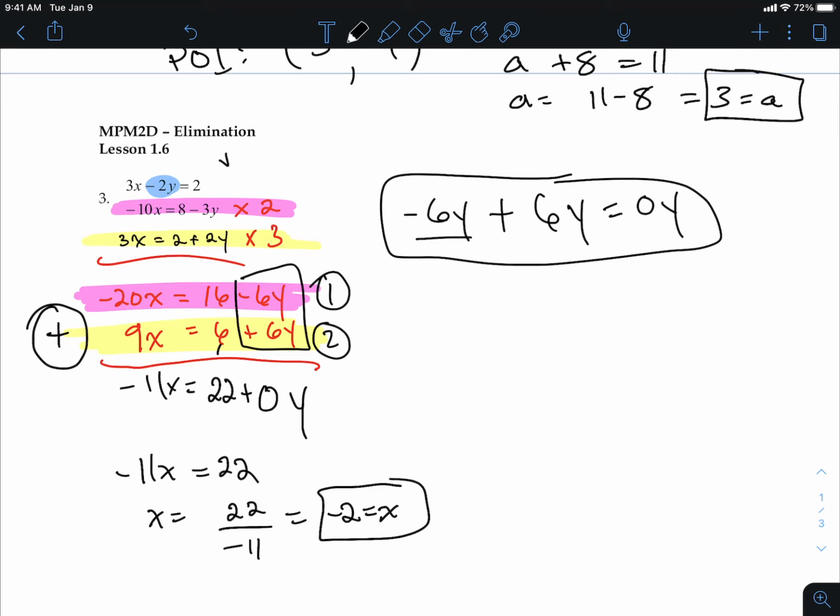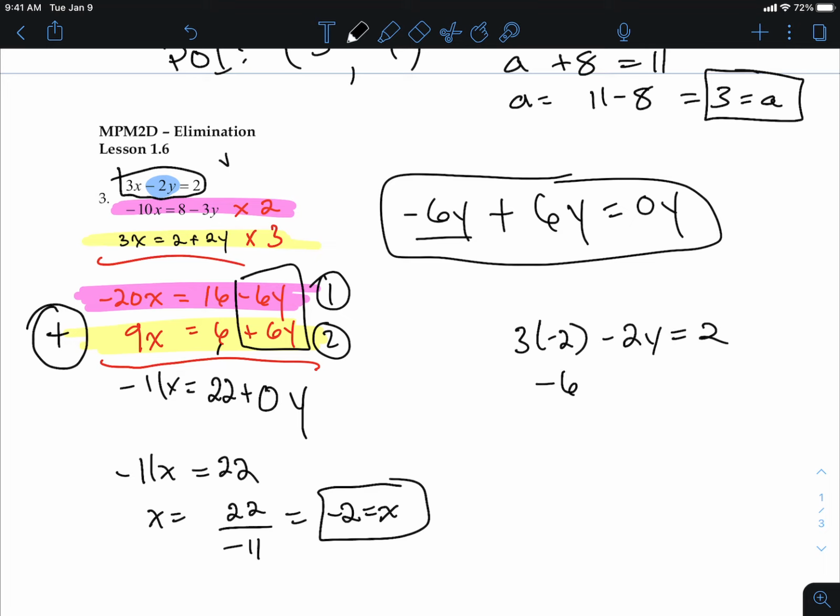Let's pick the first one. Doesn't matter which one you pick, but it's 3 times negative 2 minus 2y is equal to 2. Remember, this time I'm after y. I did things a little bit backwards this time. I solved for x first. Just a little bit different, that's all.